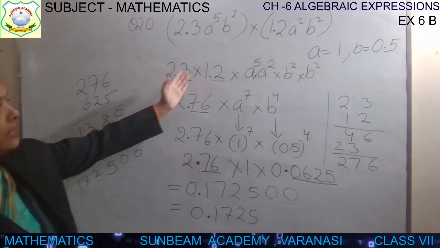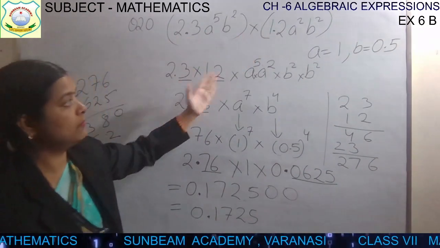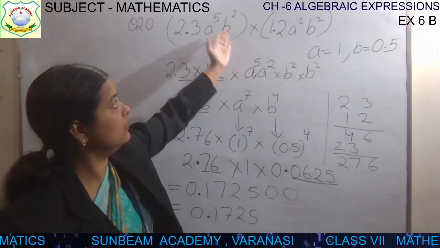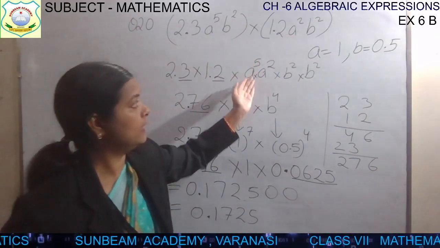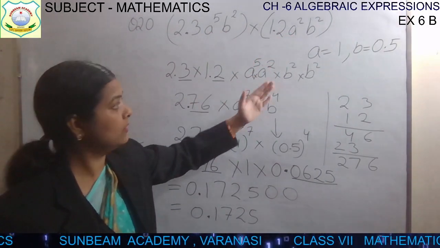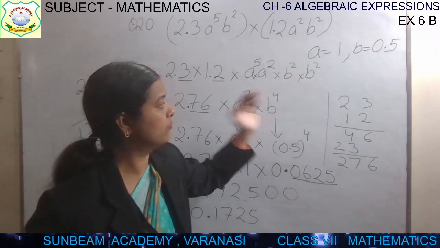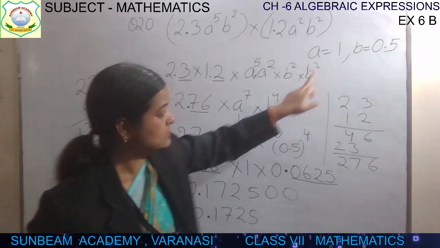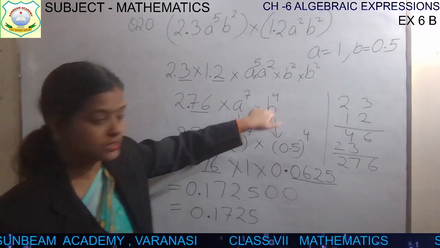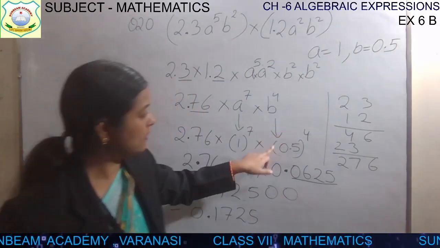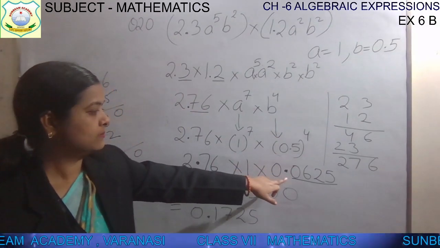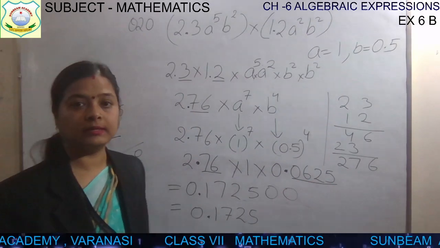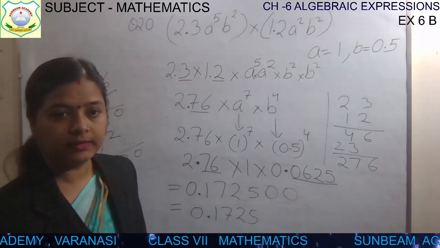First multiply number with number, decimal number with number. This answer will come. Multiply the same variables: a and a to the power 5 and 2 will become 7, b to the power 2 plus 2 will become 4. Now substitute the value of a which is given in the question. Substitute the value of b which is given in the question. Solve this, you will get 0.625 and then multiply to find the answer. Now children, let's see the next question.